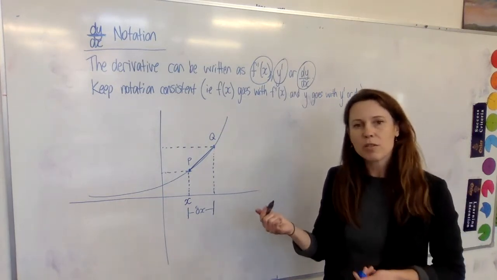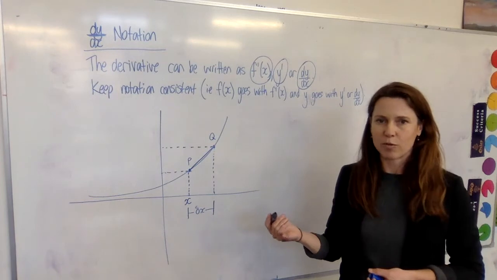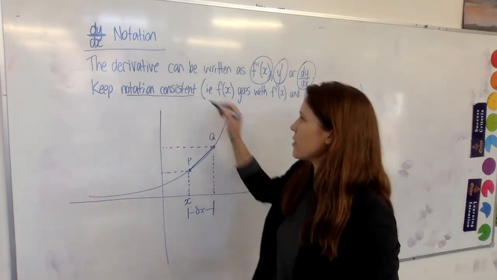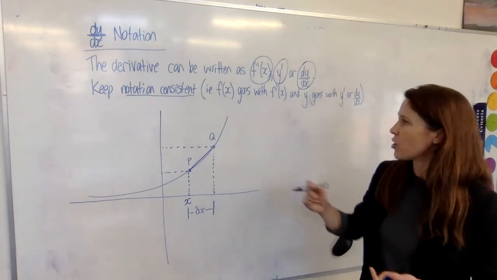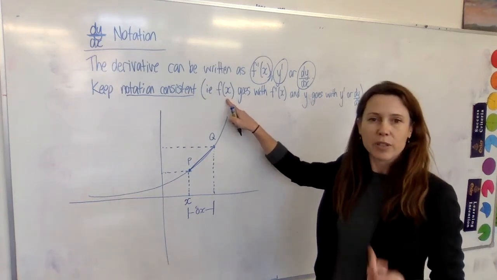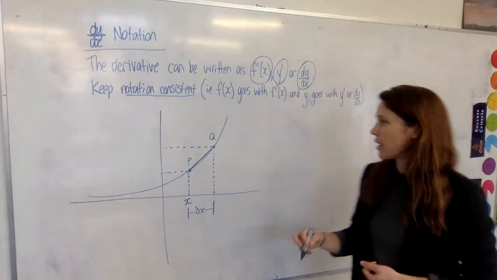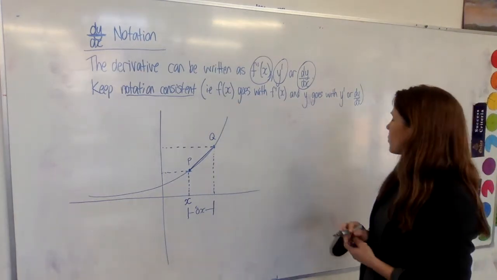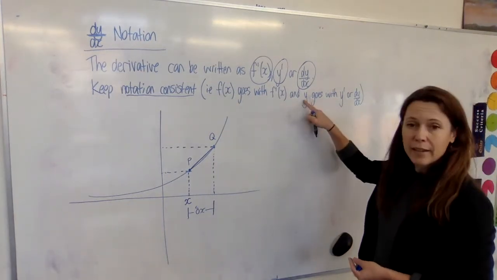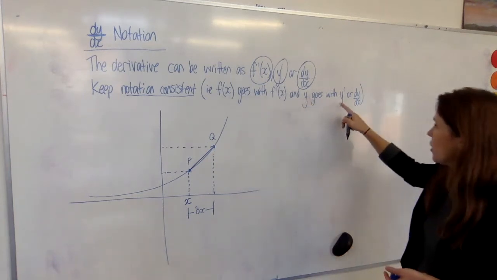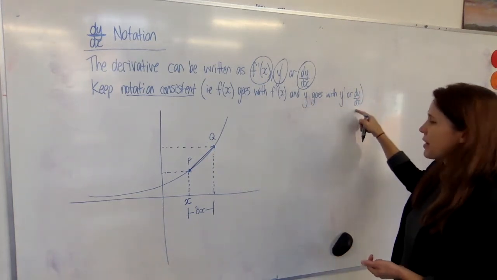Now which one do you use? Well, it depends what you're given as the actual function, and you want to keep your notation consistent. So if you're given a function f of x and you want to differentiate it, you tend to say f dash x equals whatever you get. You keep that with the one that it goes with. Y can be differentiated into either y dash or dy dx.